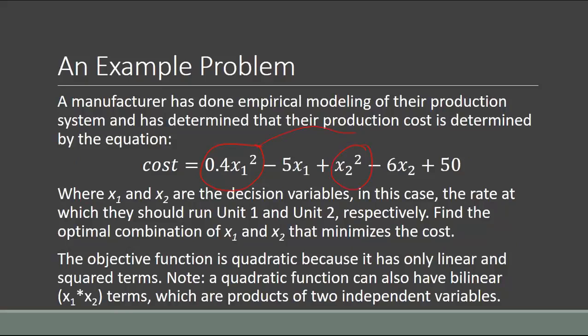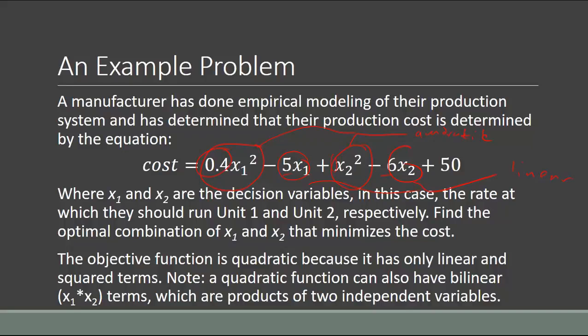The squared terms are going to relate to the quadratic part of the objective function, and the other terms are going to relate to the linear part. We're going to put the coefficients here, 0.4 and 1, and build those into our H matrix. And then the 5 and the 6, the linear terms, we're going to build those into our F vector.